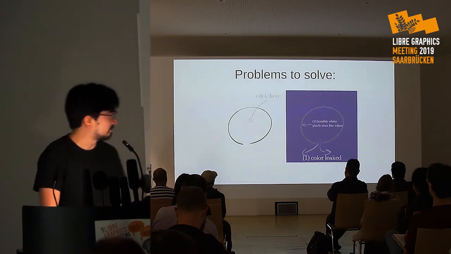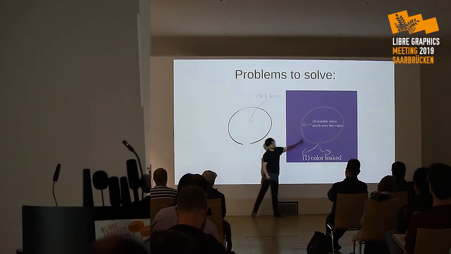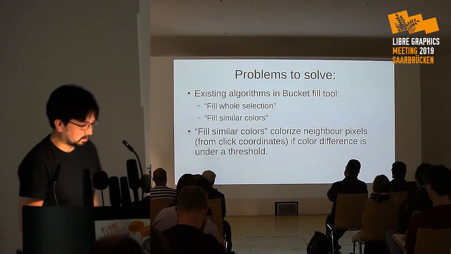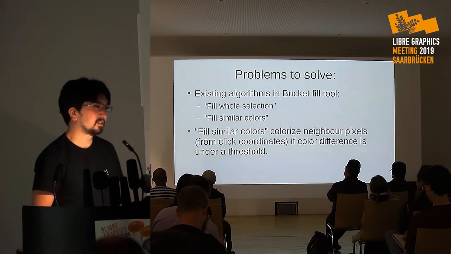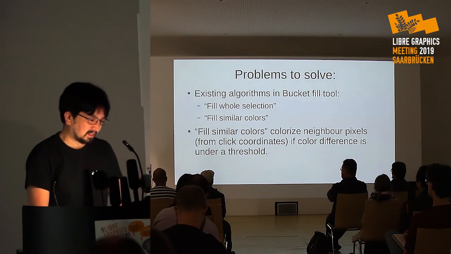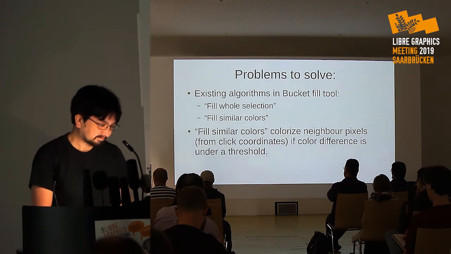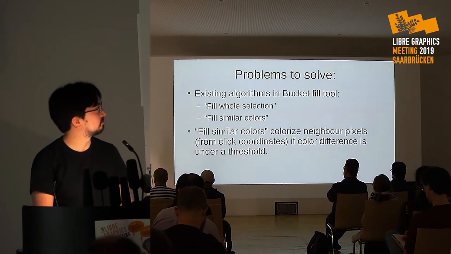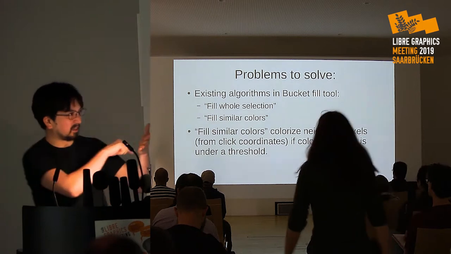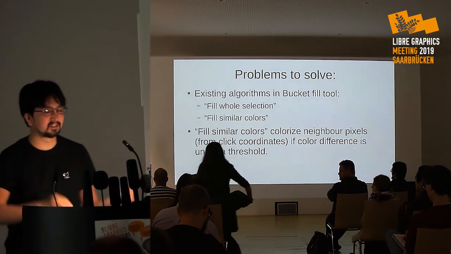The second issue is that here you can see it's a real kind of white pixels. The bucket fill tool right now has two algorithms. One is fill whole selection: if you have a selection, you can fill it, filling pixels according to the selection value. And fill similar colors, which is what people usually think of. When you click somewhere, it fills the neighbor pixels from the start point, if it considers that the next color is close enough.